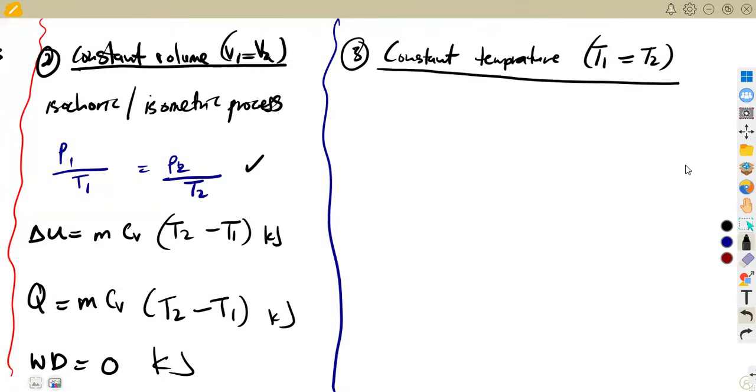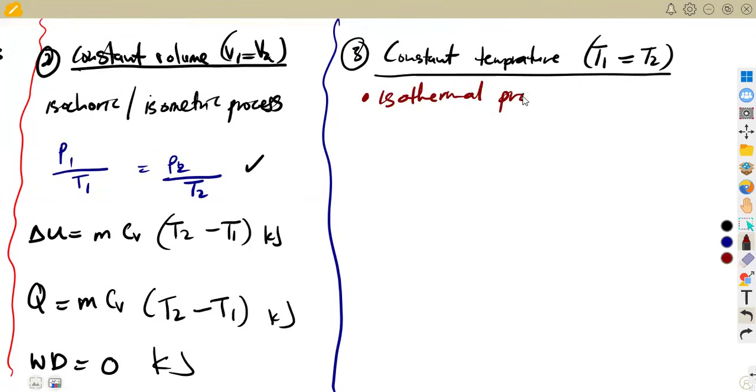Constant temperature, T1 must be equal to T2. So what are we talking about? Which process is this? That is the one that we refer to as the isothermal process. Whenever they talk about the isothermal process, they are referring to constant temperature. T1 is equal to T2.